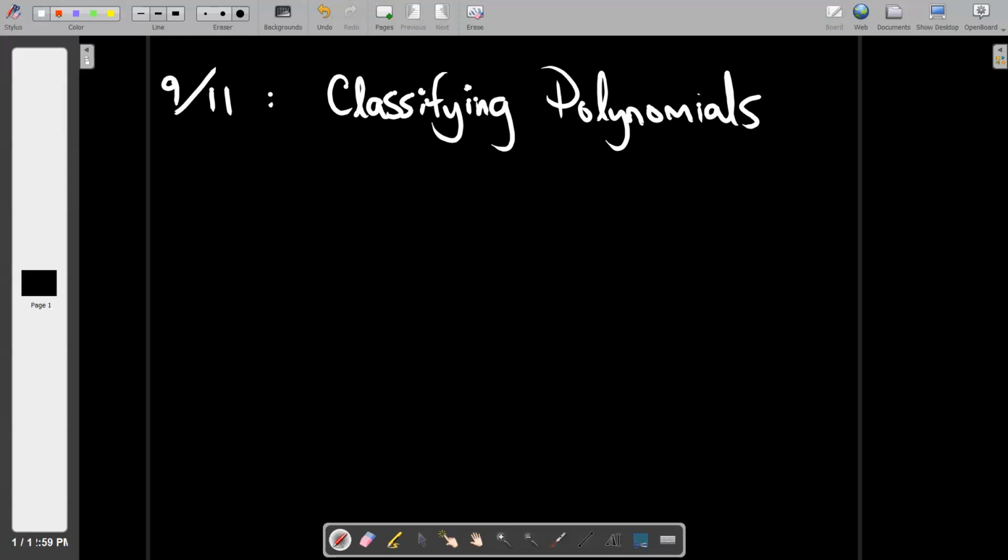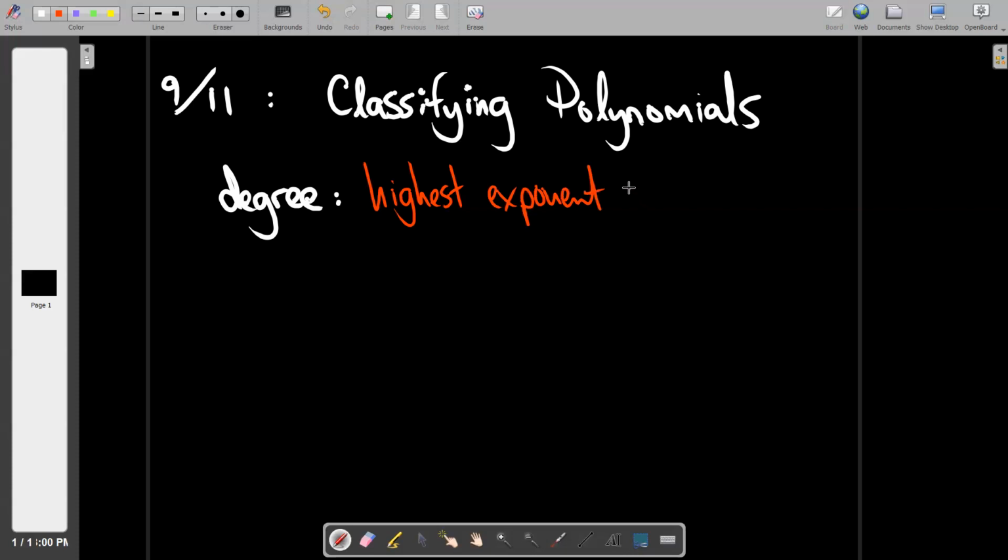So let's talk degree first. The degree of a polynomial is defined by the highest exponent of a variable. So let's write that down. Highest exponent on a variable. It has to be on a variable. So if you had just a number 2 and raised it to the 10th power, that doesn't count towards degree. Degree has to come from a variable.